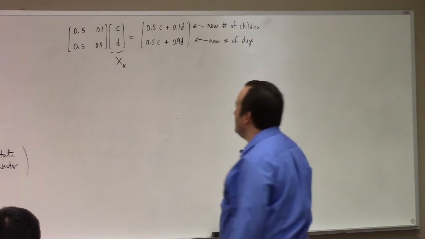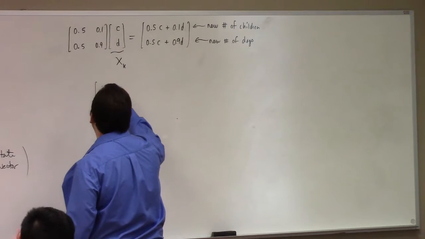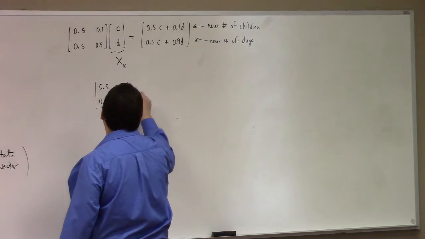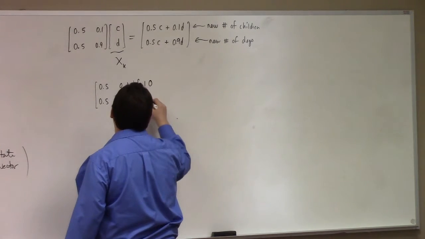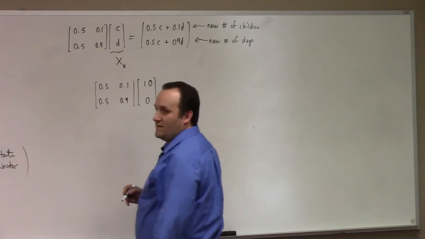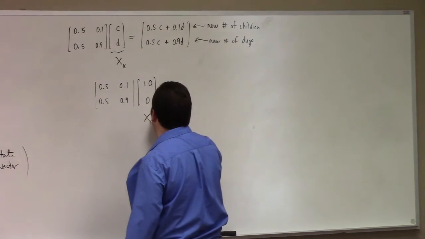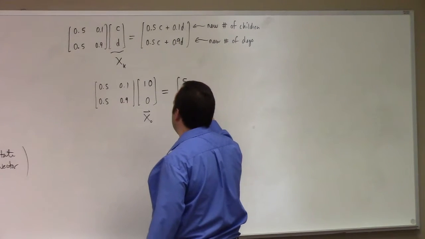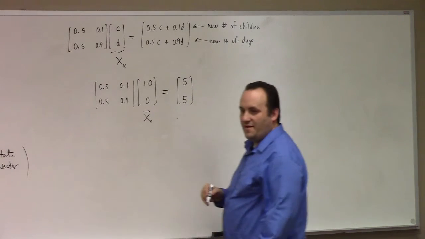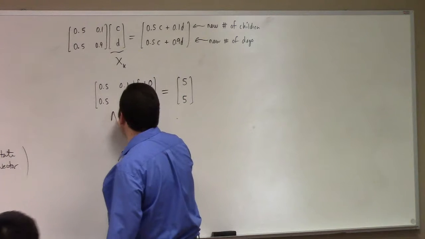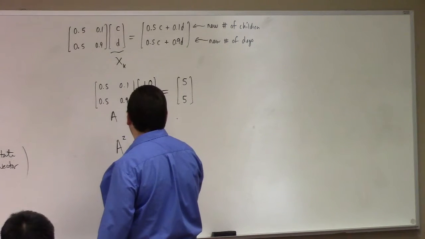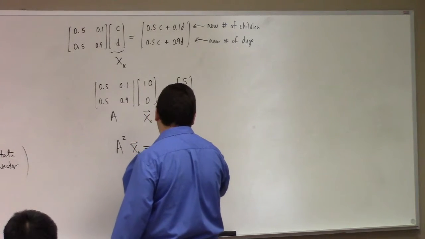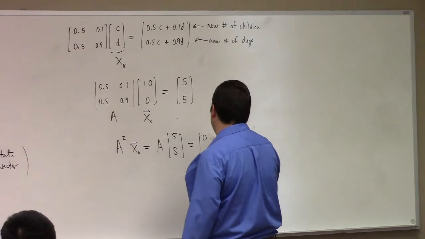Right? So you could look at something like, suppose originally you have 10 children and 0 dogs. This is my initial state vector. After one period of time, you have what? You got 5 children, 5 dogs, right? So this is A. What's A squared times x naught? Well, that's A times (5, 5), right? Can you guys work that out for me?